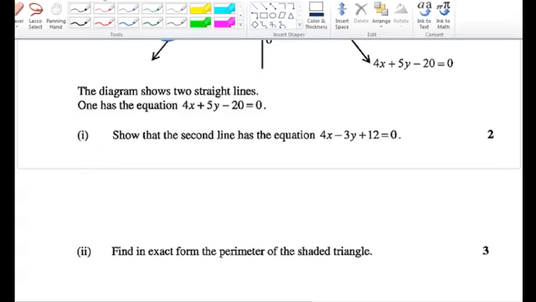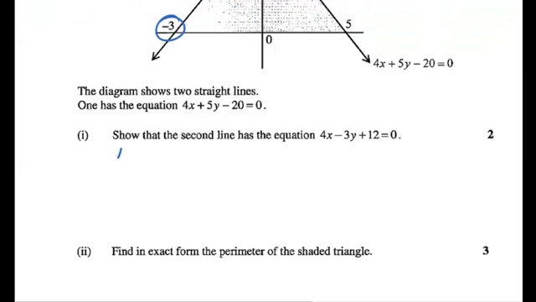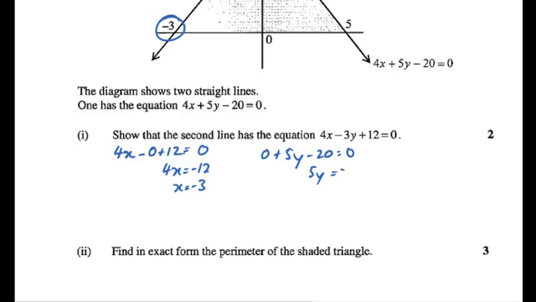X-intercept, let y equal 0, so 4x minus 0 plus 12 equals 0. So 4x equals negative 12, x equals negative 3. So that's the x-intercept. The y-intercept, we let x equal 0. So 0 plus 5y minus 20 equals 0. 5y equals 20, so y equals 4. And you had to tell me what you were doing, alright? So that working wasn't really enough to show that that's the line.